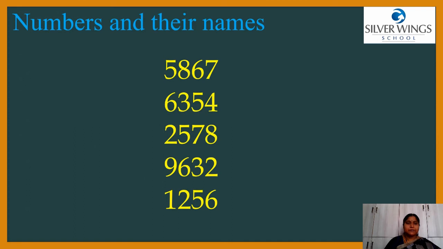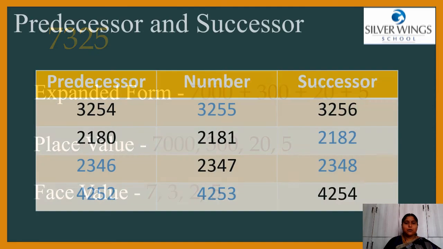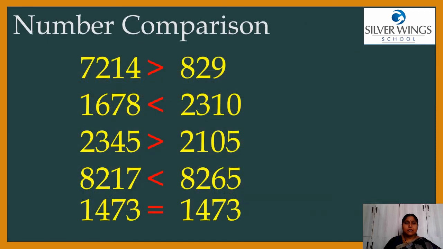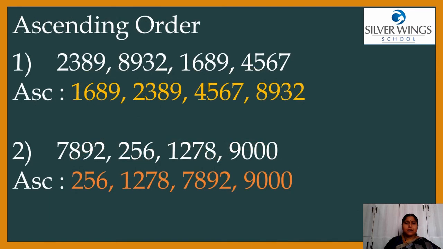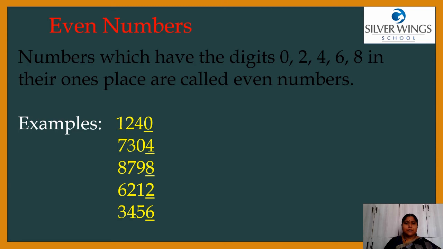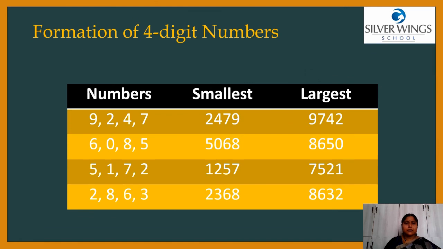Here I will show you the slides, beta, so you can rewind in your mind. Numbers and their names, place value, face value, expanded form, predecessor and successor, comparison of numbers, number patterns, ascending order and descending order, largest numbers, smallest numbers, even numbers, odd numbers, formation of 4-digit numbers: the smallest and largest numbers using 4 one-digit numbers. Okay, this is all about 4-digit numbers.